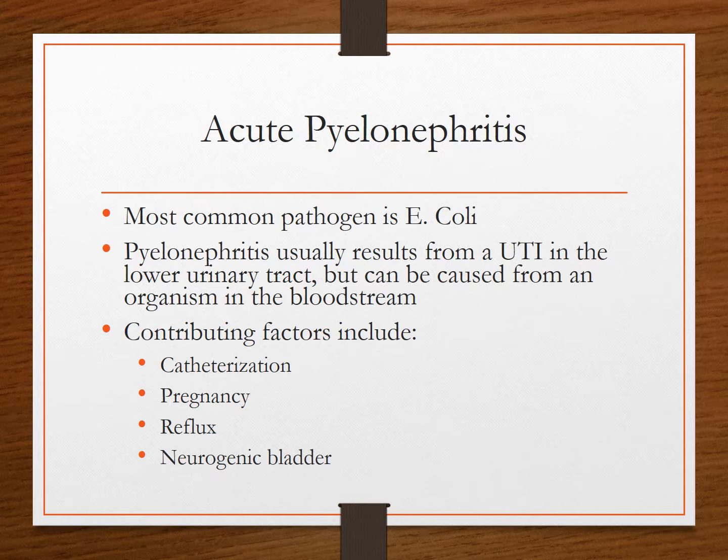The most common bug for acute pyelo is E. coli. It usually results from a UTI in the lower tract that works its way up to the upper urinary tract. Some contributing factors are catheterization, somebody who's had a Foley catheter inserted, pregnancy, very common in pregnancy, people who have reflux of the bladder where they may not empty their bladder, or urine may not completely flow out of the kidney, or either it flows out and then it backflows or refluxes up into the kidney, and then neurogenic bladder.